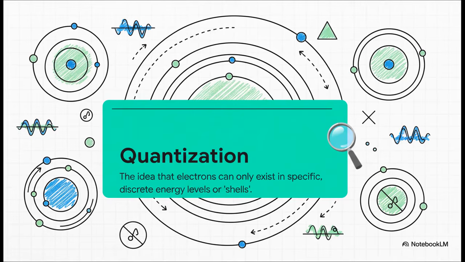And his big idea, the game changer, was something called quantization. Basically, Bohr said that electrons can't just be anywhere they want. Nope, they're stuck on specific tracks or energy levels. You can think of them like shells. They could leap from one shell to another, but they could never be found in the space in between. This was a huge deal, a complete break from how physics worked up to that point.